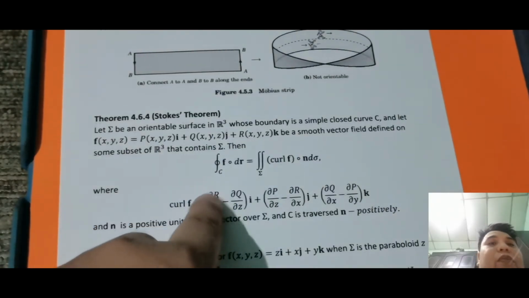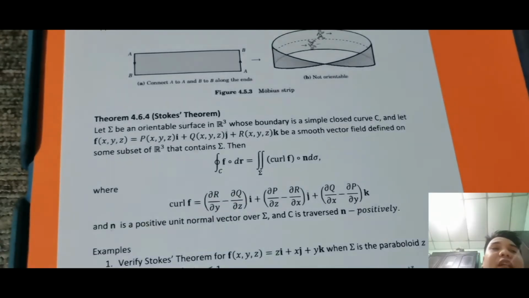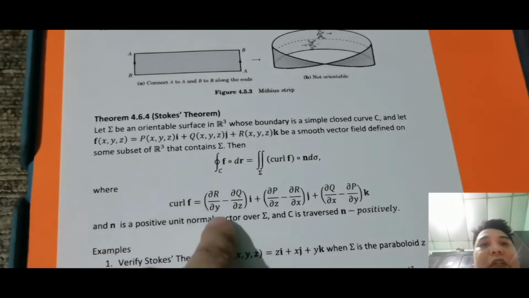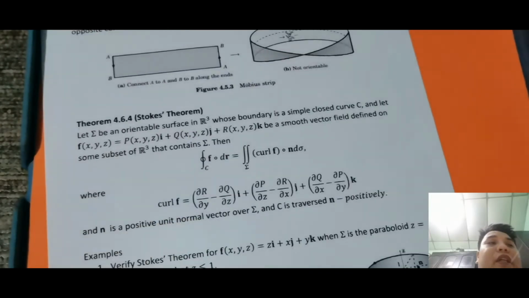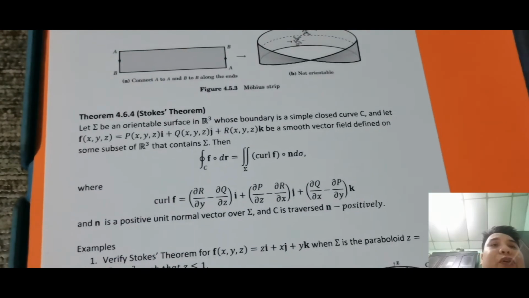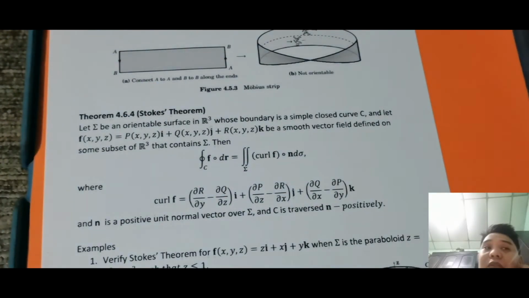So una lang is partial of R with respect sa Y minus partial of Q with respect sa Z times I. Para siyang inspired by Green's theorem. Pero hindi totally ganun, kasi double integral dun eh. So yung curl na to is something inspired talaga dun sa kung paano natin hanapin yung curl ng dalawang vector. Ito ay something na magagamit natin pagdating pa sa mga susunod.